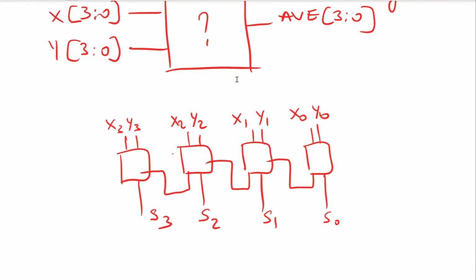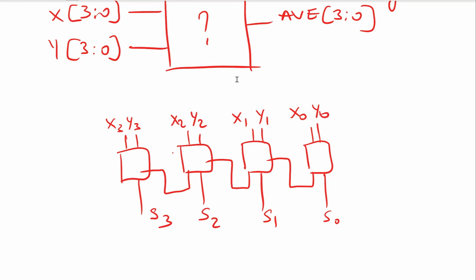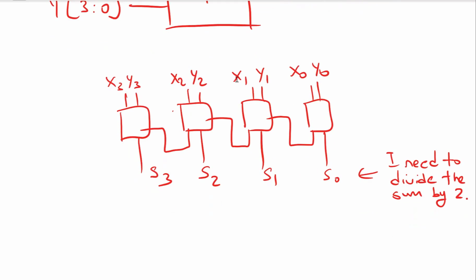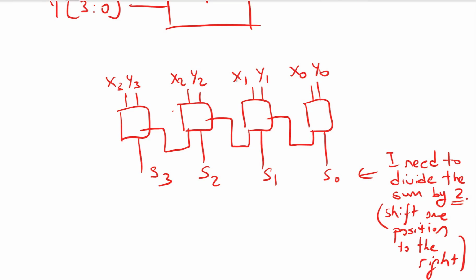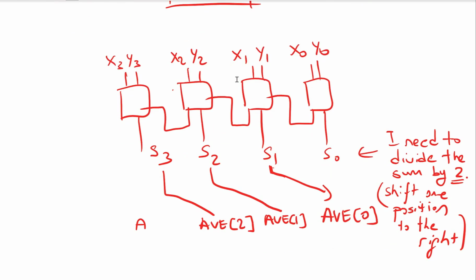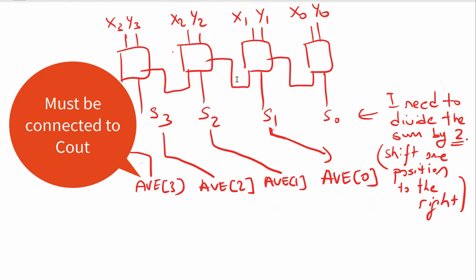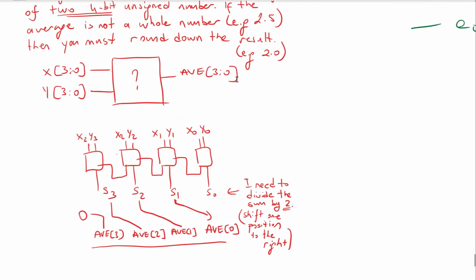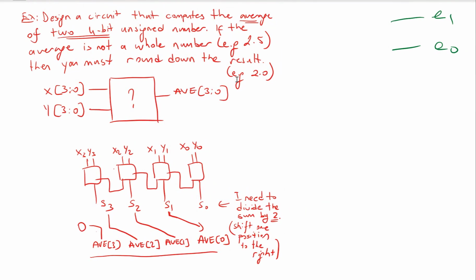To take the average, then I need to divide by 2, right? So I need to divide the result, the sum, by 2 to get the average, right? So how do I divide by 2? So dividing by 2 means shift one position to the right. So this is my result S3, S2, S1 and S0. So I will be connecting this to average 0 and I will be connecting this to average 1 and to this average 2, right? Then my average 3 will be 0 to this one. So then we will be getting this circuit that computes the average of the two 4-bit unsigned numbers, right?